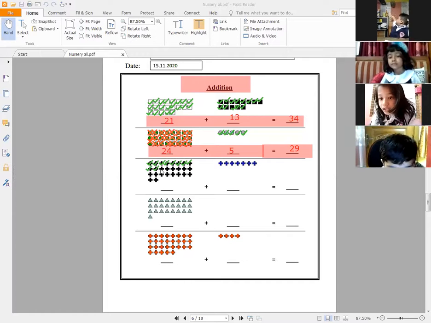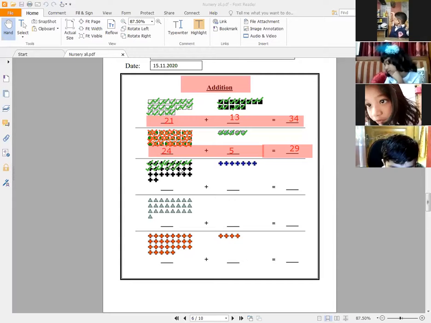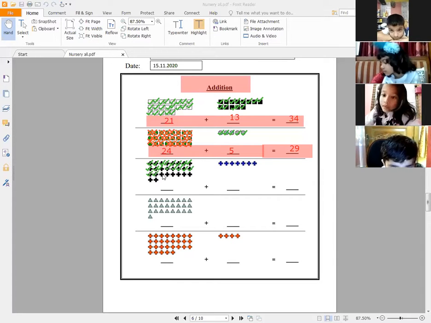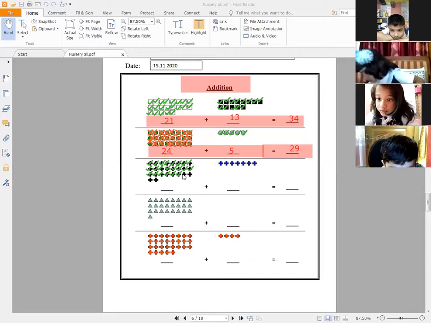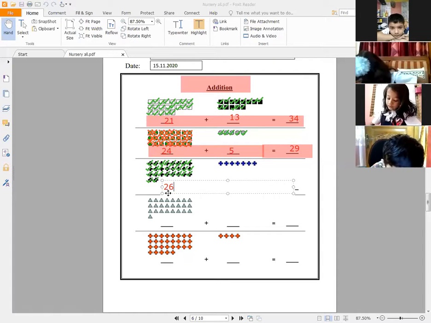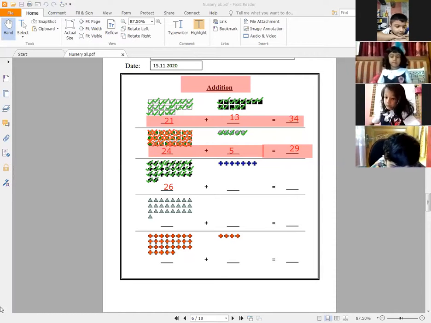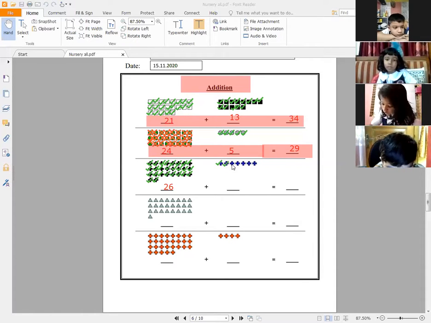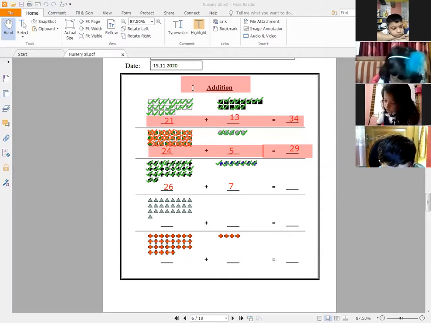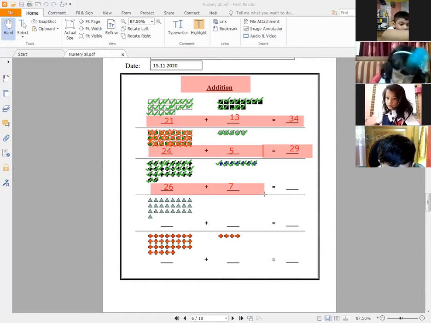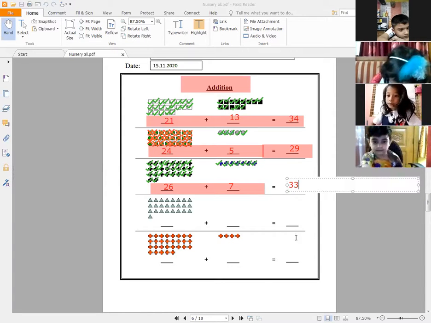Then we count the left side plus signs. 1, 2, 3, 4, 5, 6, 7, 8. 26. Then now I am counting the right side plus signs. 1, 2, 3, 4, 5, 6, 7. Now we are adding. The answer is 33.